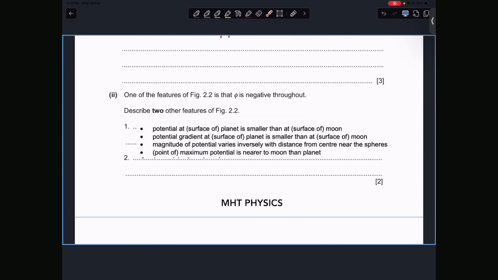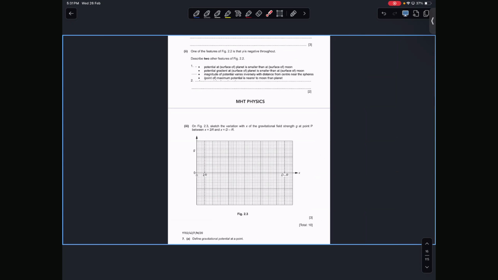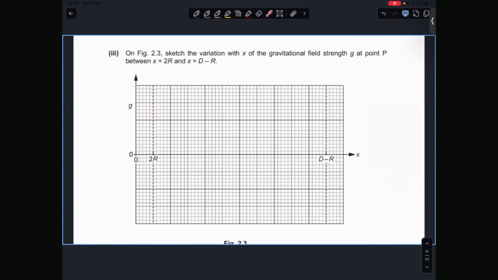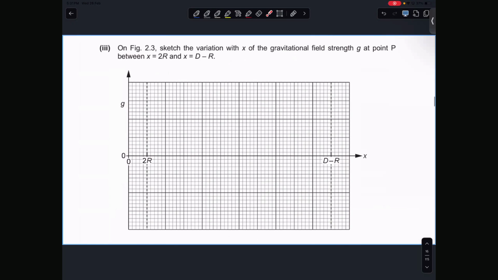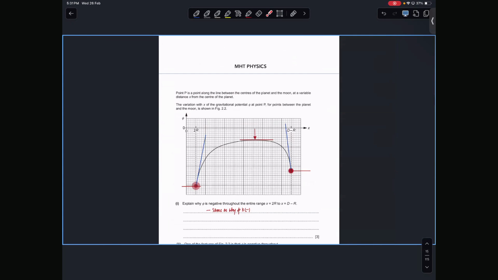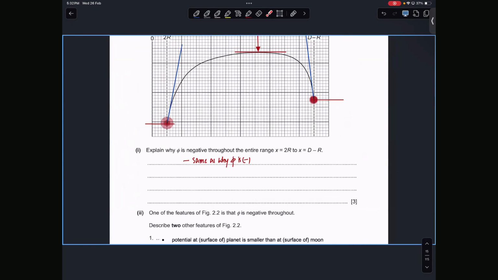Maximum potential is nearer to the moon than the planet, right? Your point was the field strength is 0. So that's at maximum potential. Figure 2.3 sketches the variation for field strength g at a point, right? The graph is very important. Can you tell me what this graph will be? Yeah, it's going to be the gradient of this graph.